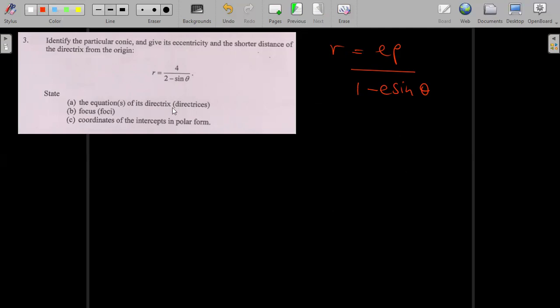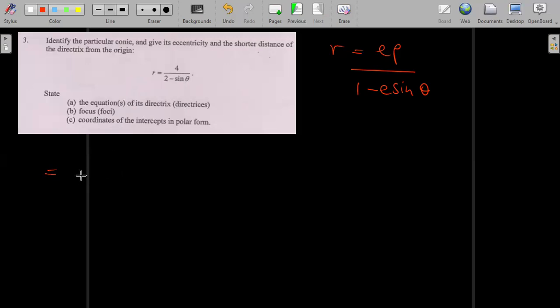Now what we have to find is, they're telling us to identify the particular conic section and give the eccentricity and the shorter distance of the directrix from the origin. Then they are saying to state the equations of the directrix, the focus, and the coordinates of its intercepts in polar coordinates. So first you have to identify what this is. To identify this conic section, you have to put it in a standard form. So you have r equals 4 over 2 minus sine theta.